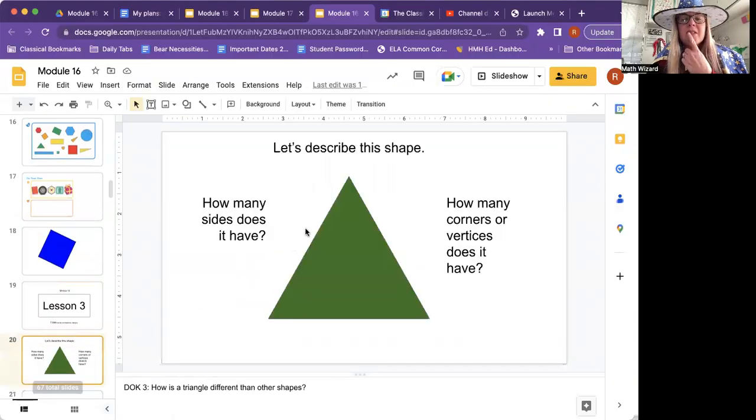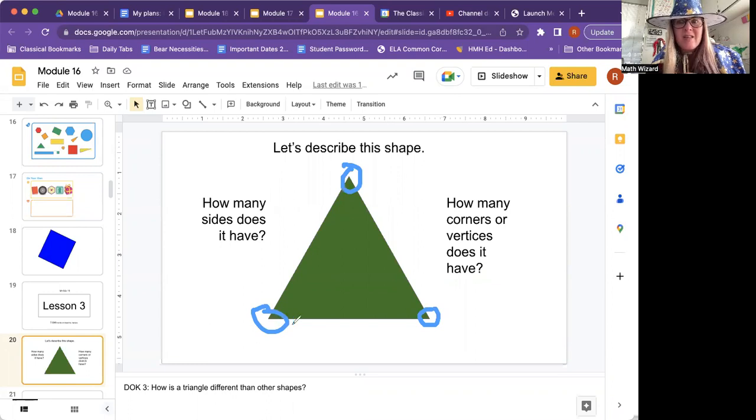Ooh, now before we get started, triangles. Tri in math means 3. Triangles, 3 angles. Let's see. All right, here we go. Let's describe this shape. How many sides does it have? Let's count. 1, 2, 3 sides. Now, how many corners or vertices does it have? Let's see. 1, 2, 3. Now, I told you a triangle means 3 angles.